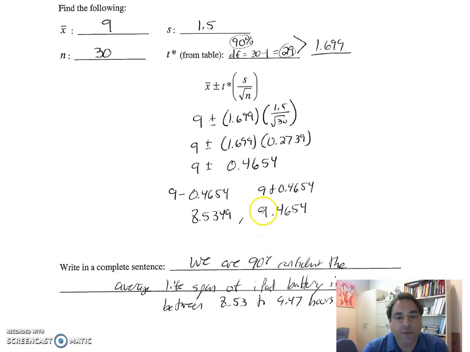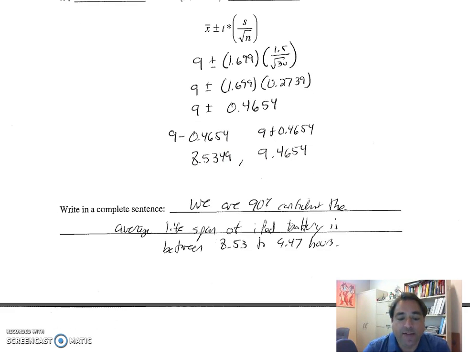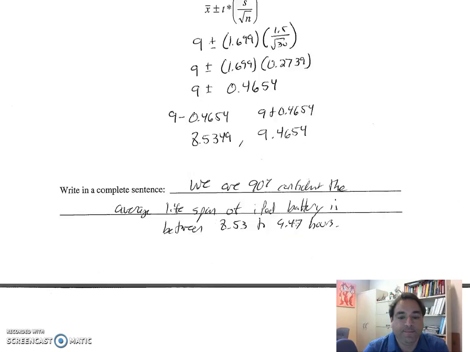Okay, so we now know our x bar, which is 9, our t star we just found at 1.699. Be careful when you find your SE, it's the standard deviation divided by the square root of n. Work that out. We have 9 plus or minus 0.4654, which gives us 8.5349 and 9.4654. So we are 90% confident the average lifespan of the iPad battery is between 8.54 to 9.47 hours.